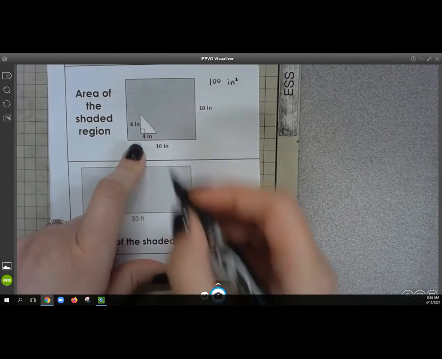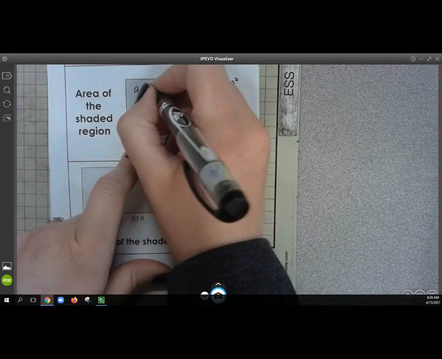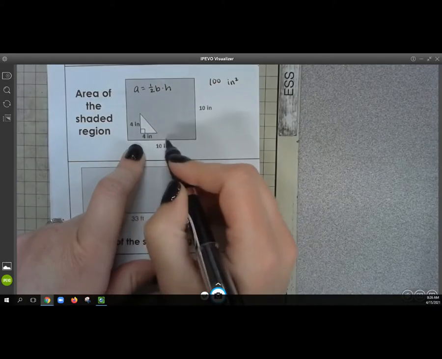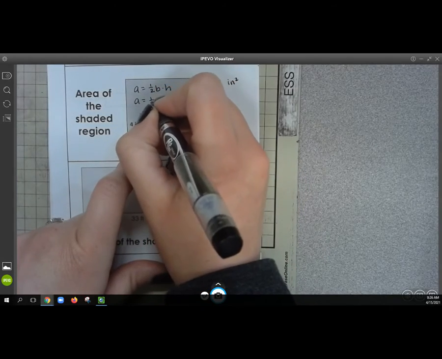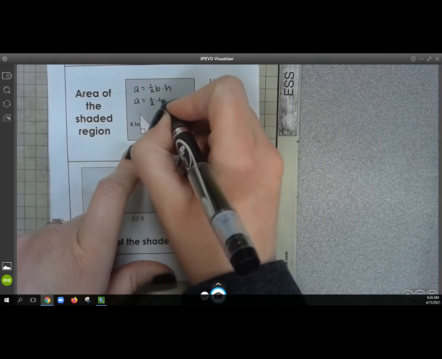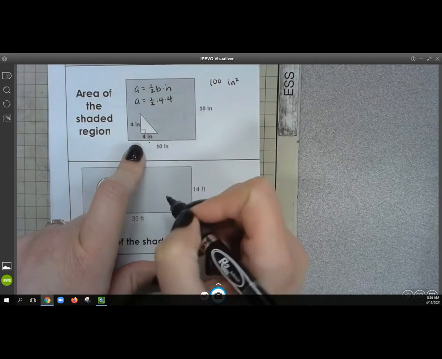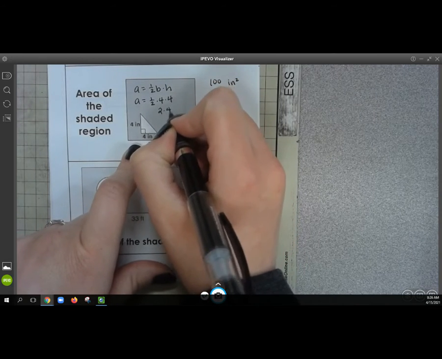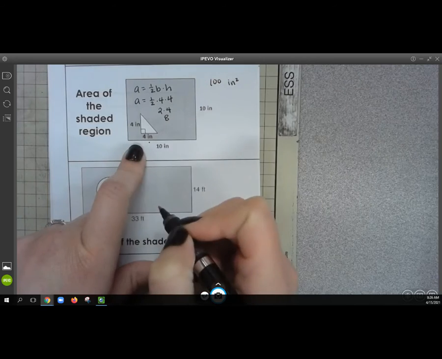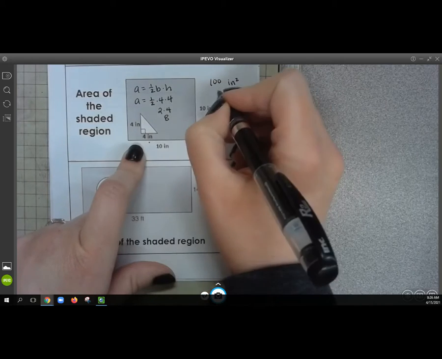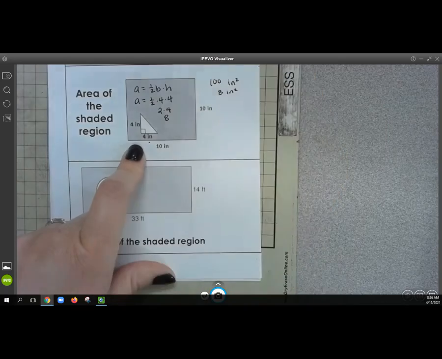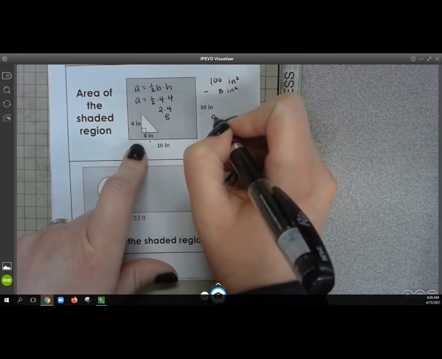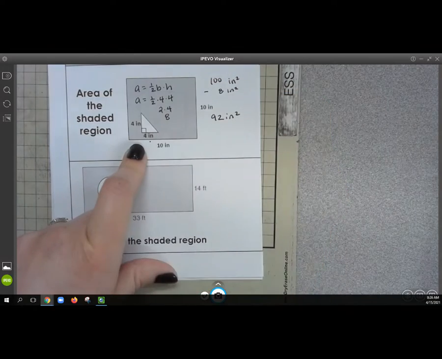And to find the area of a triangle, we use area equals 1/2 base times height. So we just plug in what we know. Area equals 1/2. Our base is 4, and our height is 4. So we could just multiply across. 1/2 times 4 is 2. 2 times 4 is 8. So the area of the triangle is 8 inches squared. Then to find just the shaded area, we would just subtract, and we get 92 inches squared.